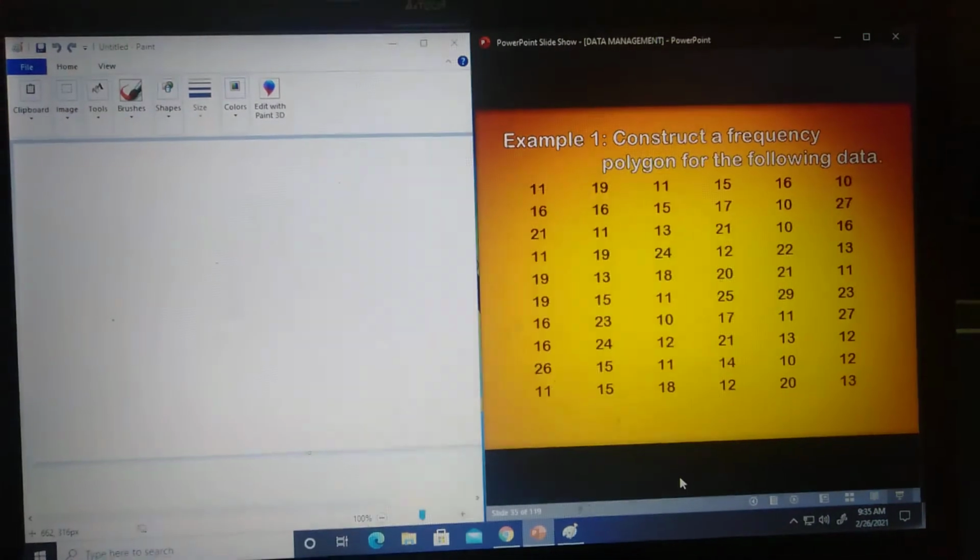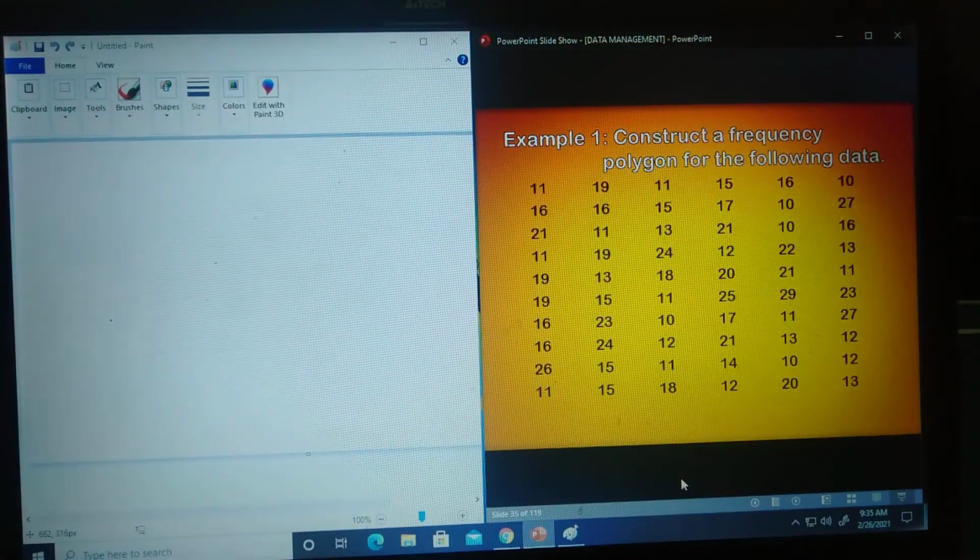Yan lang. Okay, for example, as you can see sa data natin, that is an example of ungrouped data. Naka-scattered lang lahat ng data. So all we have to do is to make a frequency distribution out of the ungrouped data or the data scattered. Okay. So paano? So sabi natin, find the value of K. So gagamitin ko na yung whiteboard.